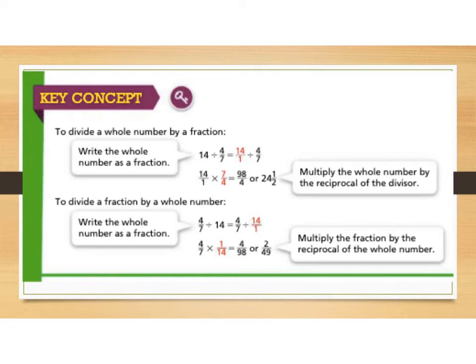To divide fractions by a whole number, write the whole number as a fraction by putting a 1 underneath, and multiply the fraction by the reciprocal of the whole number. We're going to go over this in great detail.